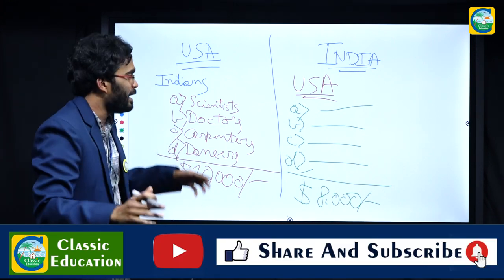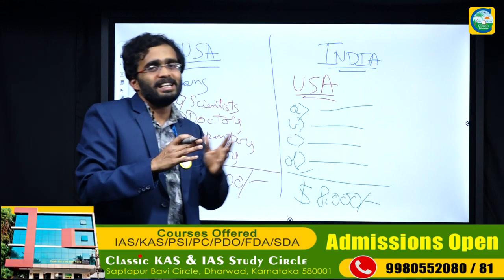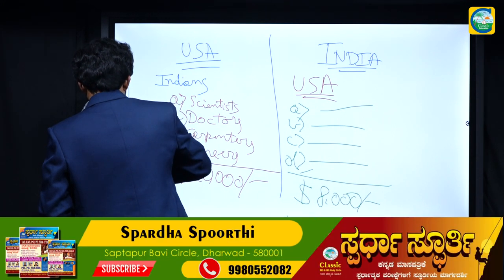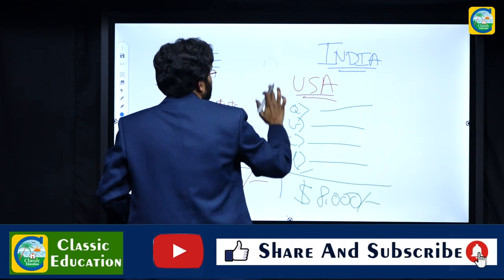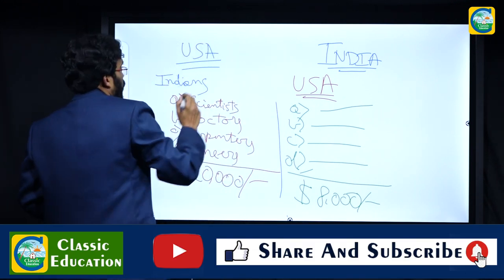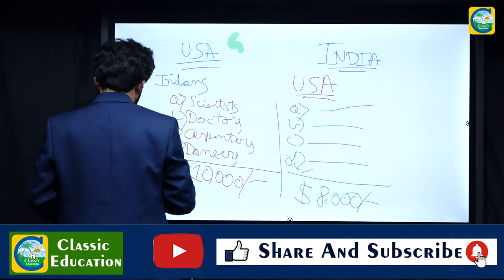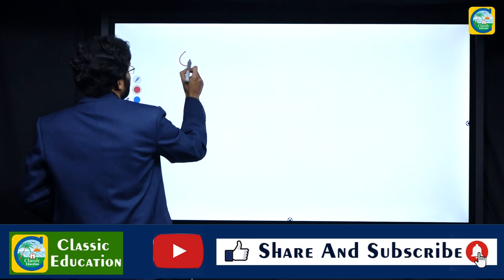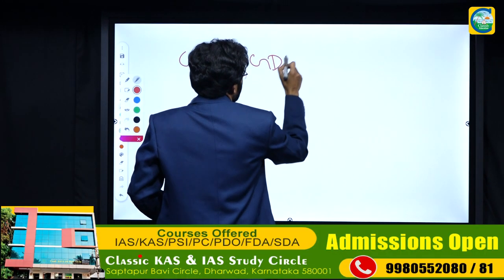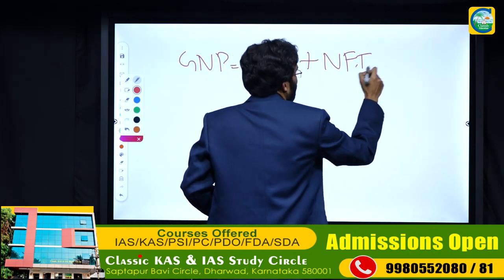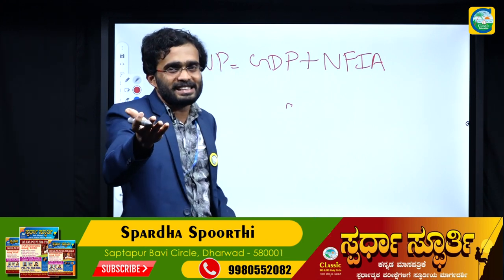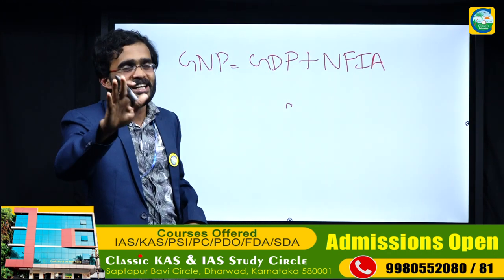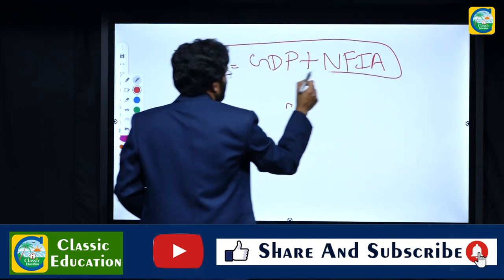So what was net factor income abroad? It was the difference between income earned by Indians abroad and income earned by foreigners in India. That was the definition of NFIA, right? So let us try to wind it up. Let me erase this a bit so that I might get a little bit of space. So what was the definition, students? What was the formula? GNP is equal to GDP plus net factor income abroad. That is the income earned by Indians abroad minus the income earned by foreigners in India. So that is the relationship between GDP and GNP.